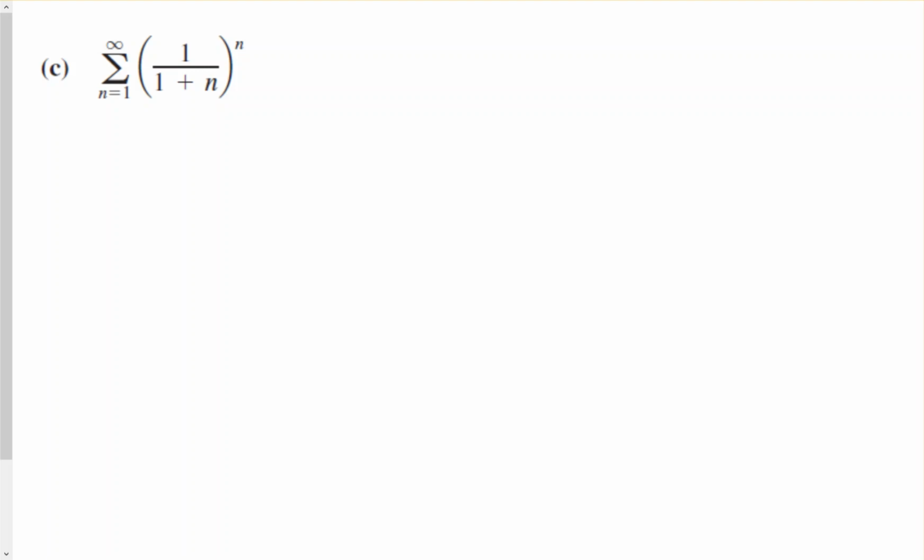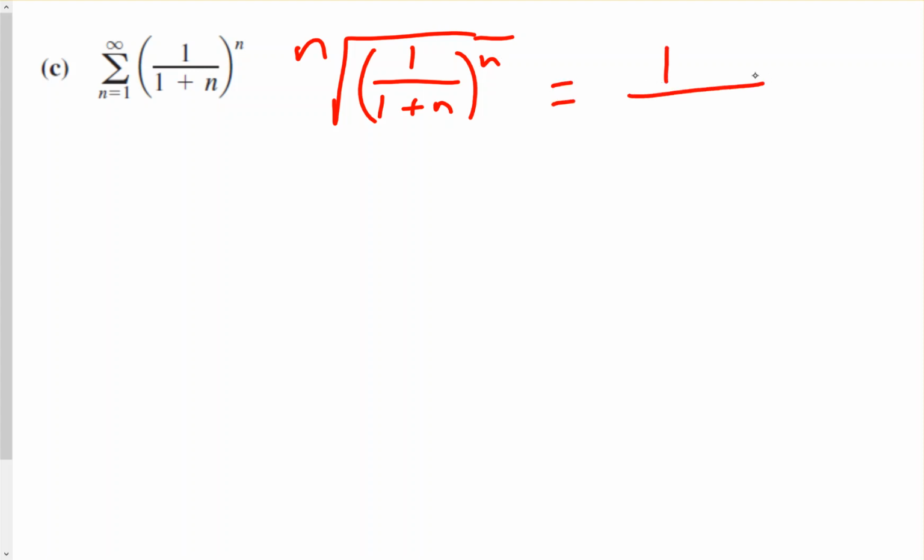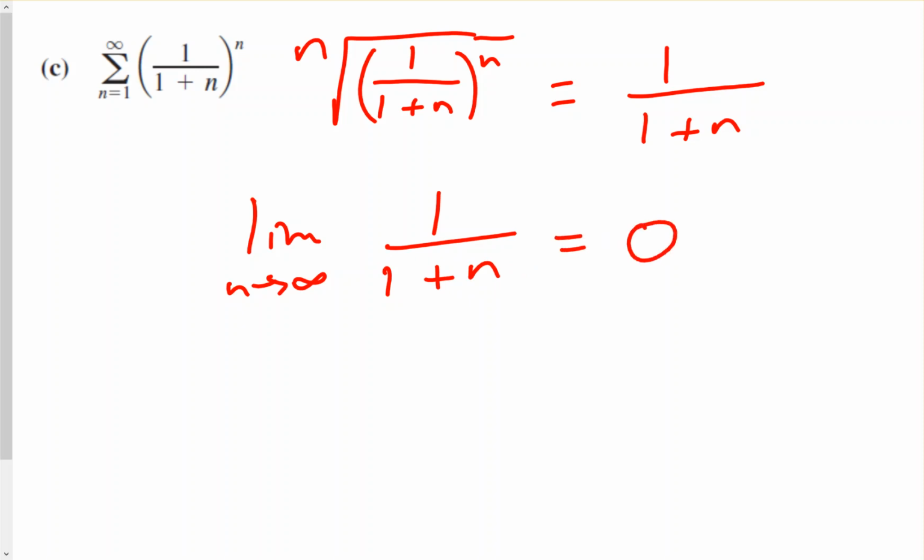Let's take a look at our last example. We have 1 over 1 plus n, to the nth power. So let's apply the nth root test. The nth root and the nth power will cancel. That will leave us with 1 over 1 plus n. And as we take the limit as n approaches infinity, 1 over 1 plus n would just go to 0. The denominator would get really big, and this would become 0. 0 is less than 1. So we would say that this one converges by the root test.